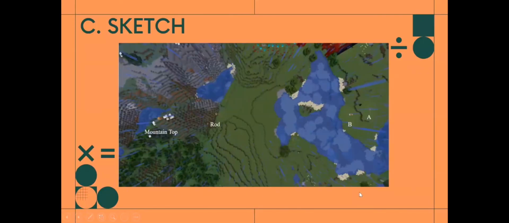And here is the sketch used in Fieldwork 8. As you can see, here is the mountaintop, here is the rod used, and this is B and A. That is all. Thank you.